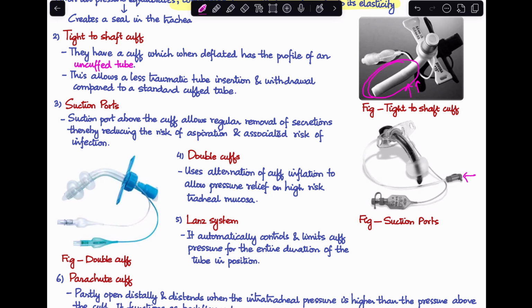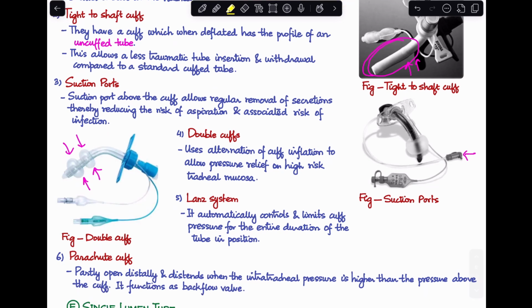The next specialization is the double cuff. If you look at the image on the left side, we can see that there are double cuffs. Now, what is the advantage of having a double cuff over here? Here the double cuff allows alternation of cuff inflation so as to allow pressure relief on a high risk tracheal mucosa. So you can alternately inflate one of the cuffs, and this will help in relieving the pressure on a risky tracheal mucosa.